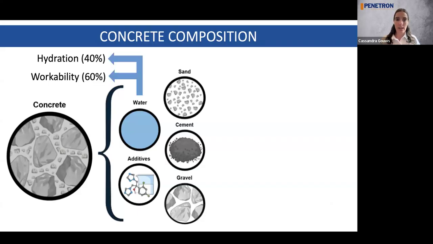Now, the water that's added to the concrete is added for two main reasons. The first and most importantly is the hydration of the cement. Now, when your cement hydrates, it forms the paste that glues all the other elements together, and it then forms the hard substance that we know as concrete. But 60% of the water that we add to the concrete during the batching process is purely added for workability.